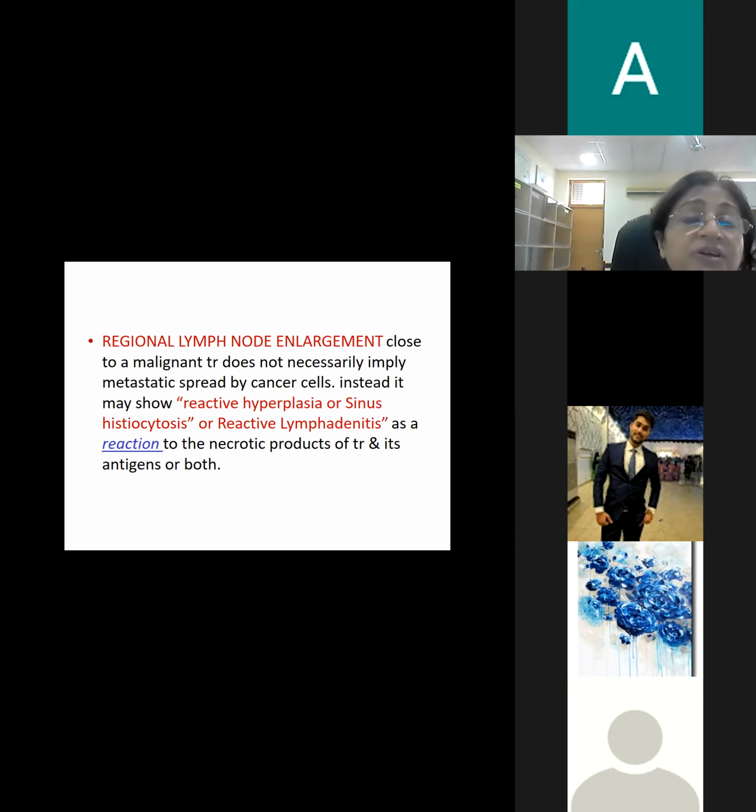If there is enlargement of the regional lymph node, that does not mean अगर कैंसर ब्रेस्ट का है और उसका रीजनल लिम्फ नोड, एक्सिलरी लिम्फ नोड एनलार्ज्ड है, इसका ये मतलब नहीं है invariably that it has been involved, इसमें भी कैंसर है कि it has been involved in a metastatic deposit. Sometimes the regional lymph nodes, because they are trying to control the spread of the tumor, get enlarged as a reactionary process, and that is known as reactive hyperplasia, that is reactive enlargement of the lymph node, or sinus histiocytosis, or reactive lymphadenitis as a reaction to the necrotic products of tumor and the antigens that have been produced.